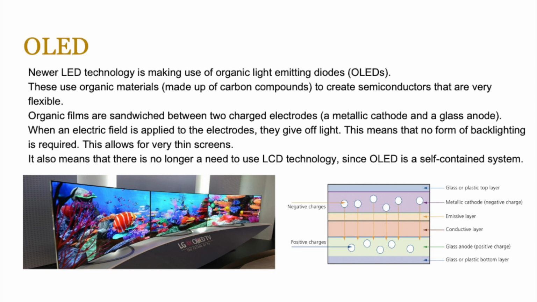When an electric field is applied to the electrodes, they give off light, which means that there's no form of backlighting required at all. This allows for very thin screens. It also means that there's no longer a need for us to use LCD technology anymore, since OLED is a self-contained system itself. The diagram on the bottom right-hand corner shows how the different layers operate for an OLED screen. So do pause the video and have a look through that.